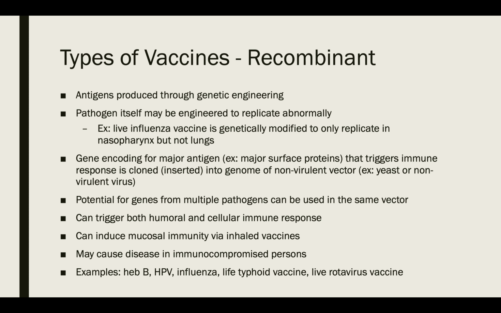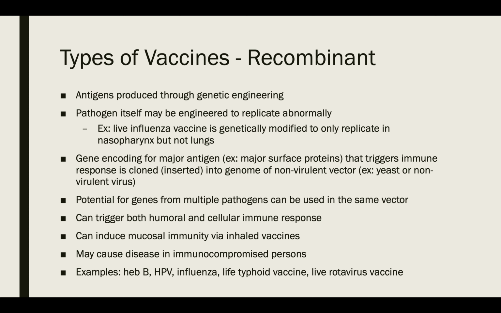But live vaccines, again, can always cause disease in immunocompromised persons. Now, it's not going to give an immunocompromised person influenza, but if it's replicating, it can cause an immune response and you can have some mild disease.